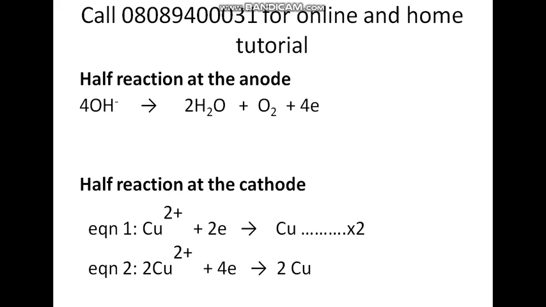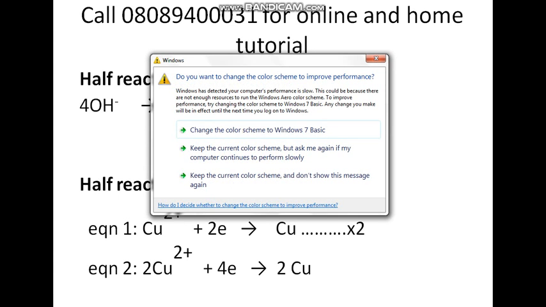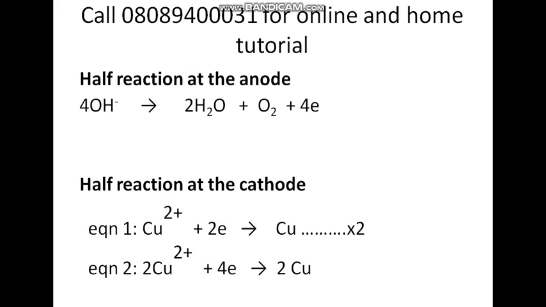Since hydroxy ion loses 4 moles of electron at the anode, copper 2 ion must gain back the 4 electrons. Hence, equation 1 on the tutorial board is multiplied by 2 to give us equation 2, in which 2 moles of copper ion plus 4 moles of electron give 2 moles of copper element.